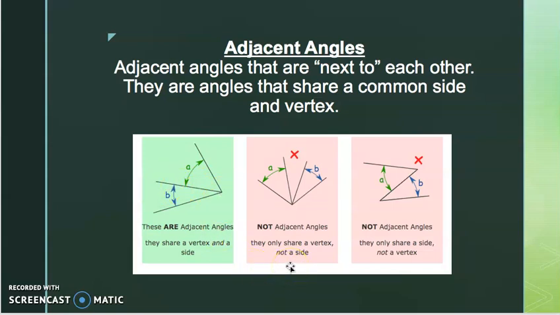This second picture, they are not adjacent angles because they are only sharing a vertex. There is not a common side. Right here, this last picture, they are not adjacent because they're only sharing a side. They do not have a common vertex.